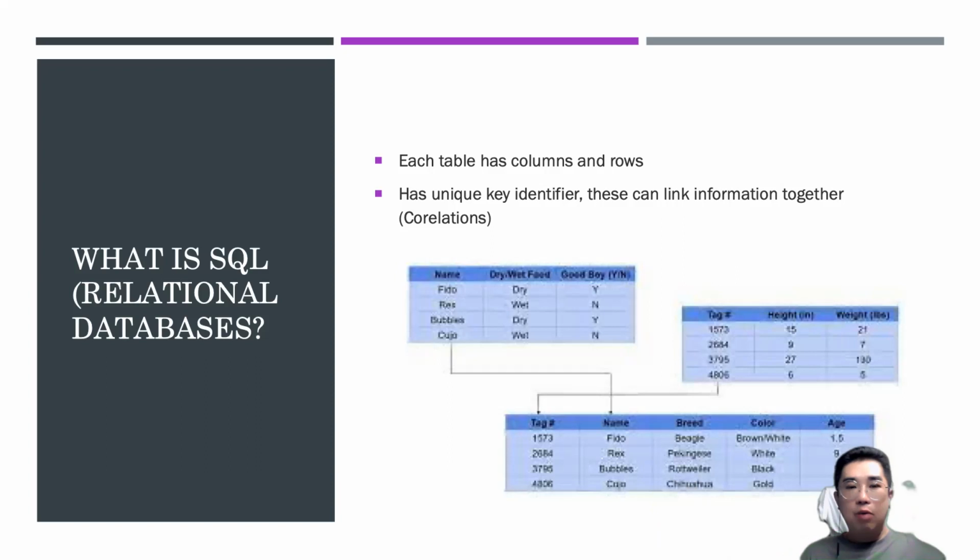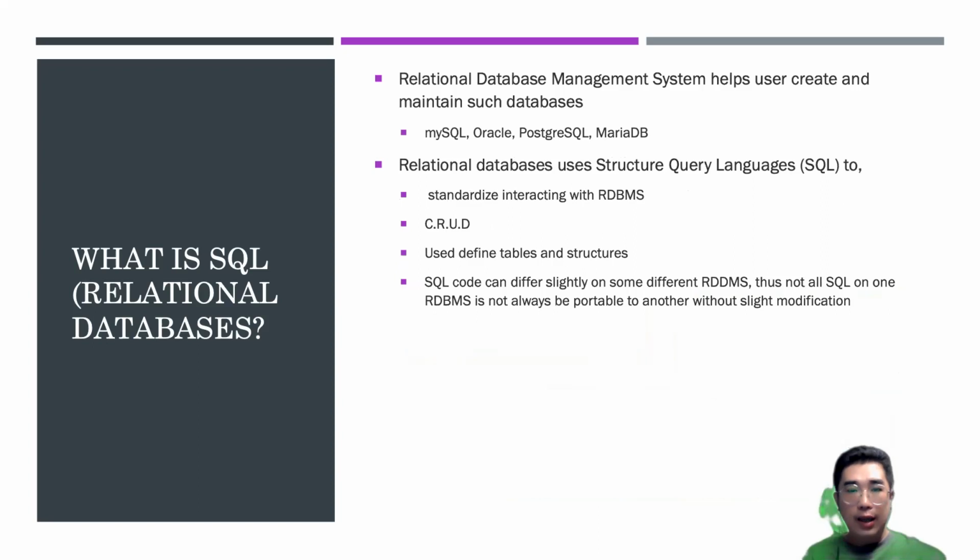Okay, we will see more examples as we go into the practical, how all these key identifiers can help to correlate the information, thereby giving you more manipulation and CRUD powers and even analytic powers over all this data that is available. Okay, so now let's continue on what are SQL databases or relational databases.